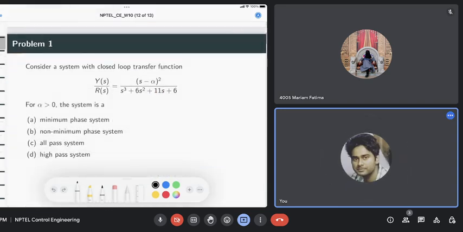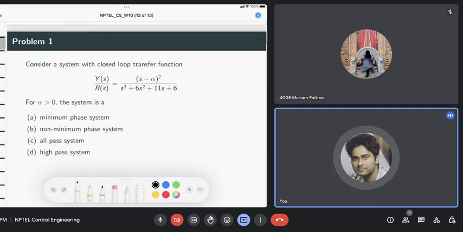So the first question is we are given a closed loop transfer function, and this alpha is an unknown parameter which is given as positive. Then what will the system be? This idea is again very simple. If alpha is positive, then the zero of this closed loop system will be the value for which the numerator becomes zero.